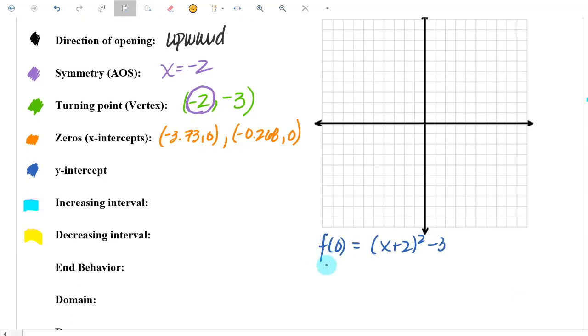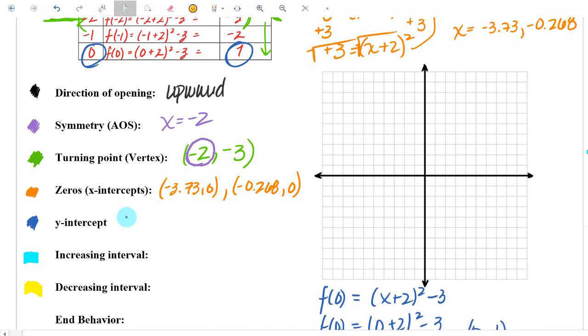So now I'm going to plug in 0, so f of 0 equals (0 plus 2) squared minus 3, which is just going to be 2 squared, which is 4, so I'm going to get 4 minus 3, or the y-coordinate of 1, which makes the point (0, 1).